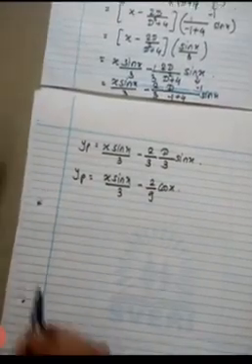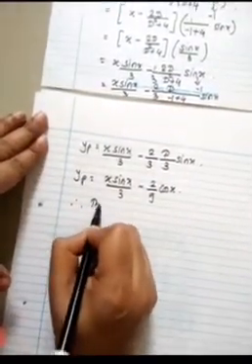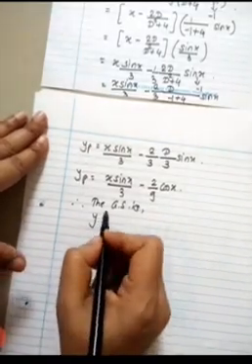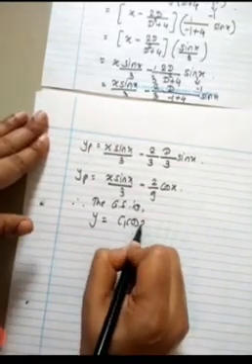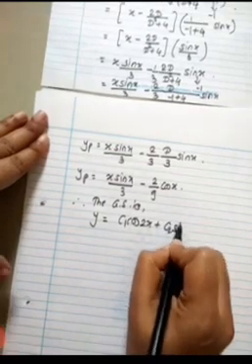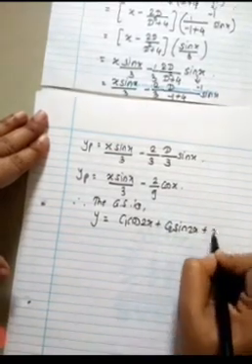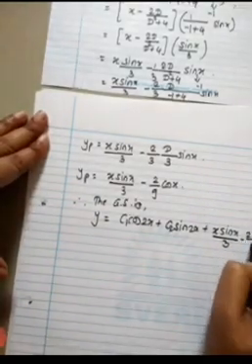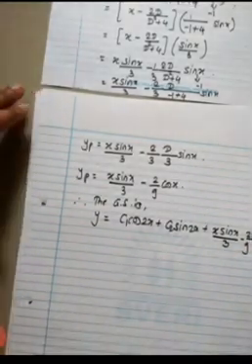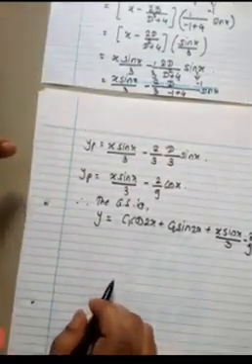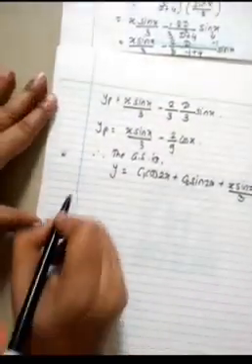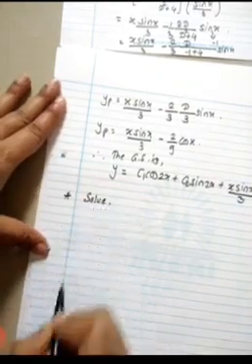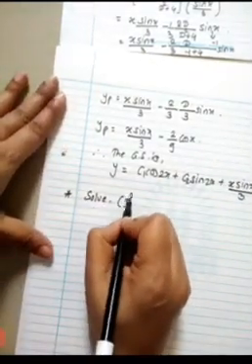Finished. Therefore, the general solution is, you should also write this, y is yc: c1 cos 2x plus c2 sin 2x plus x sin x by 3 minus 2 by 9 cos x. Done. This is your answer. Any doubt? No, ma'am. Okay, write down next.